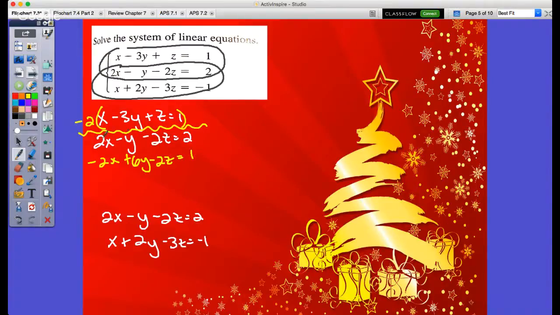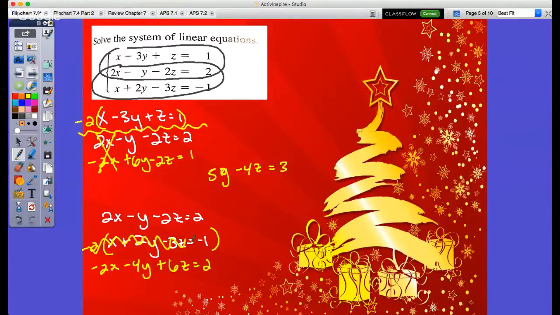And then once I simplify, the 2's would cancel. -y plus 6y is 5y. -2z minus 2z is -4z. And then this equals 3. Down here, we could multiply by -2. And when I do that, I get -2x minus 4y plus 6z equals 2.